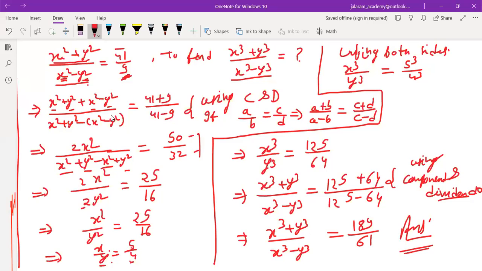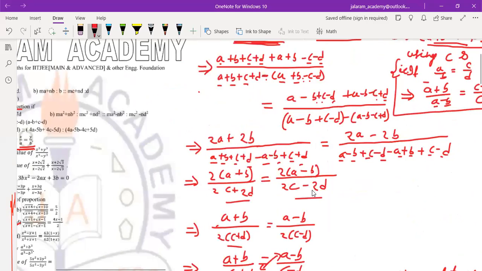When x square plus y square over x square minus y square equals 41 by 9 is given, first we find x square by y square, then taking a square root we get x by y equals 5 by 4, and then cubing both sides, x cube by y cube is obtained. And then if we again use componendo and dividendo on x cube by y cube, it becomes x cube plus y cube upon x cube minus y cube. And similarly we have to use it on the right hand side. So 125 plus 64 over 125 minus 64, which is 189 by 61. So the correct answer is 189 by 61.